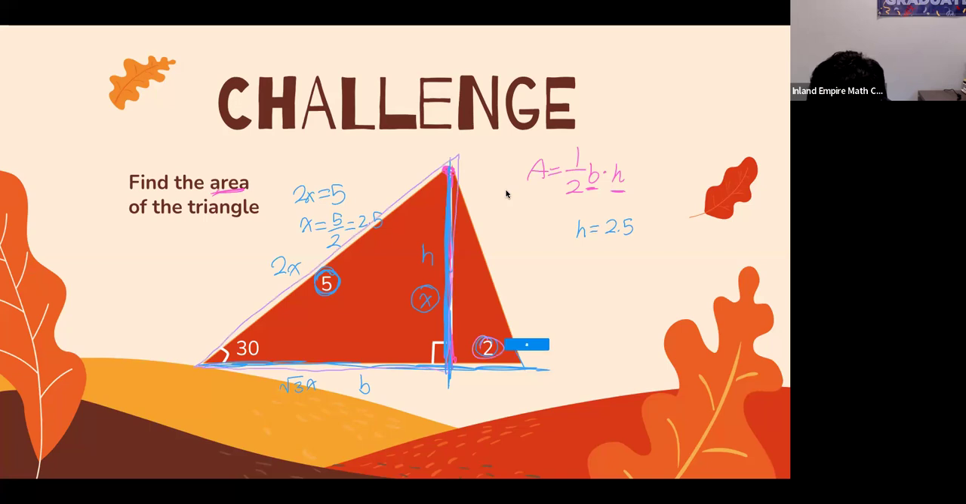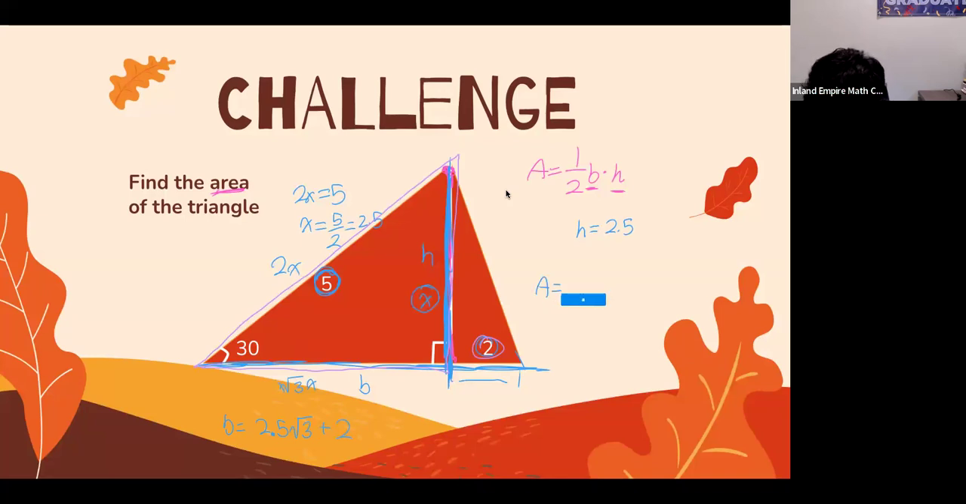So what we have to do is split the triangle in 2 parts. First, find root 3x, which in this case is just root 3 times 2.5. And then we have to add that to this small length of 2 here. So we can say that b, or the base, equals 2.5 root 3 plus 2. So that's how we get the 2 lengths that we need.